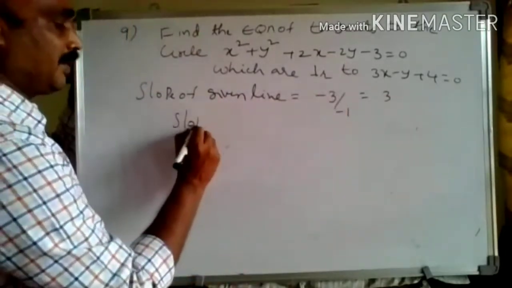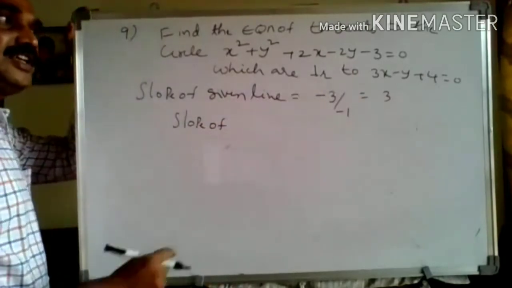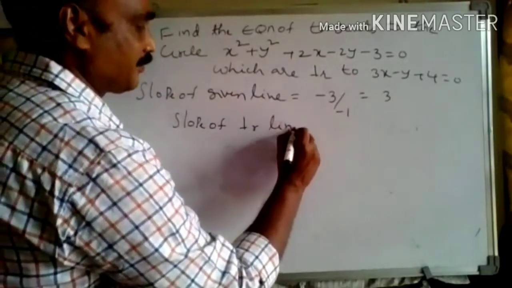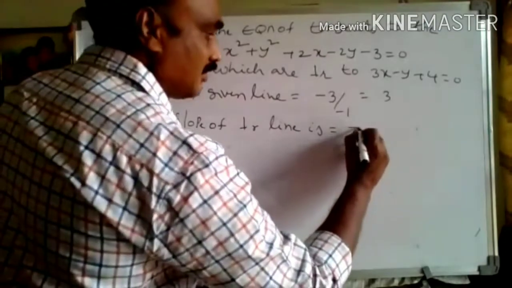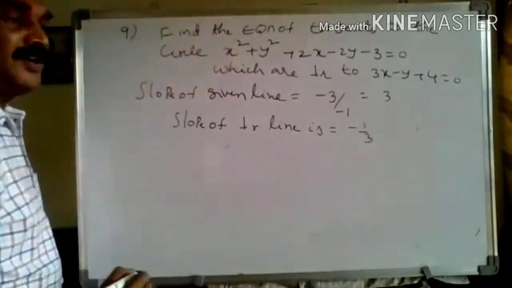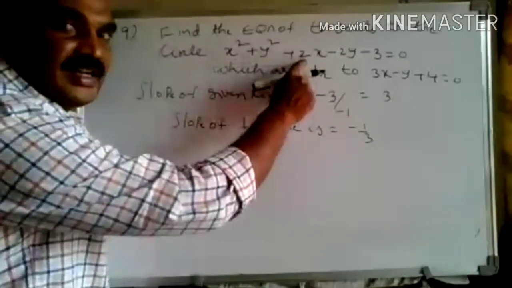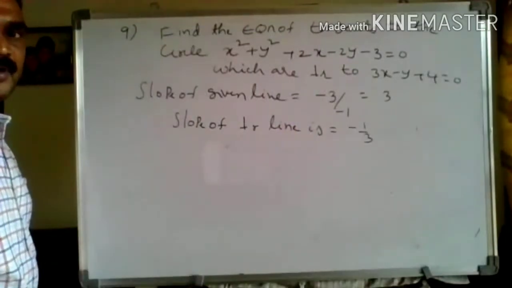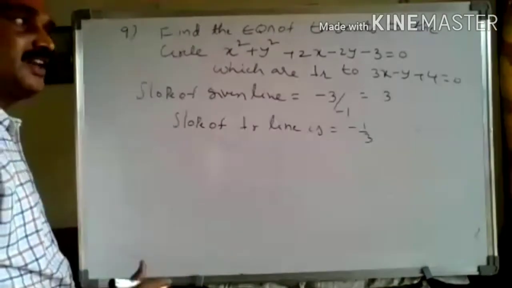Slope of the perpendicular line. In the previous problem it was a parallel tangent; here it is a perpendicular tangent. Slope of the perpendicular line is −1/3. Next, the equation of the tangent in slope form is y + f = m(x + g) ± r√(1 + m²). Next, calculate g, f, and then the radius.